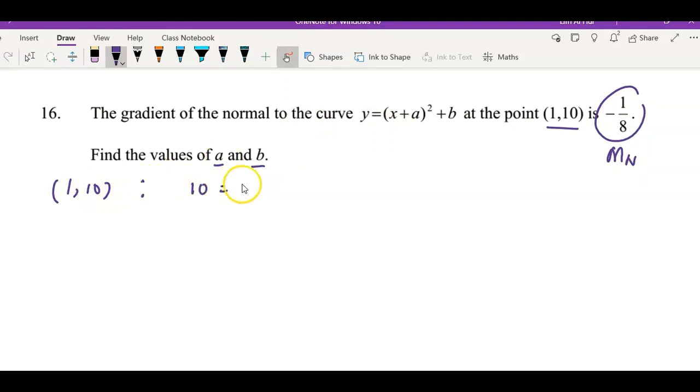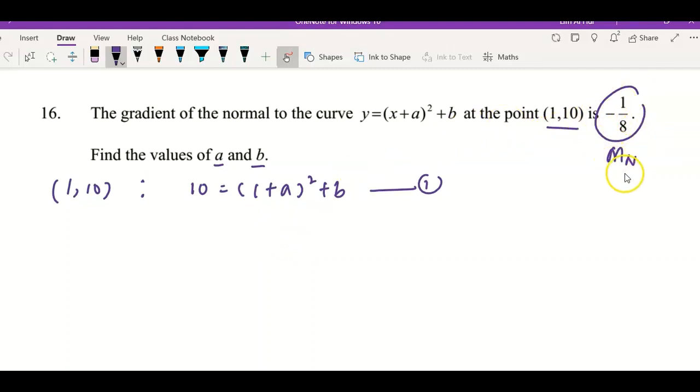You get 10 equals 1 plus a squared plus b. You can just leave it as equation 1. We cannot do anything more with it because we have two unknowns. We need to find another equation, then we can solve.